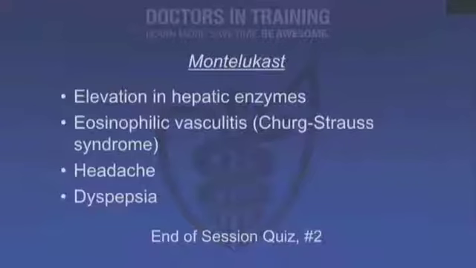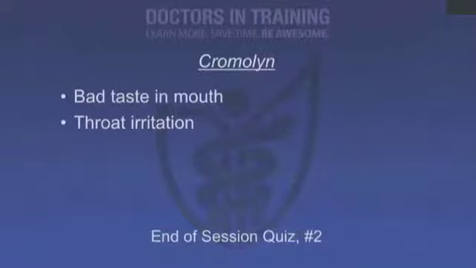For the next question, what are the side effects for the following medications? For montelukast, you can get elevation in hepatic enzymes. You can get eosinophilic vasculitis, which is also known as Churg-Strauss syndrome. This is pretty rare. You can get headaches, and you can get dyspepsia, or GI upset. For cromolyn, there are not many adverse effects. You can get some throat irritation and some bad taste in the mouth.